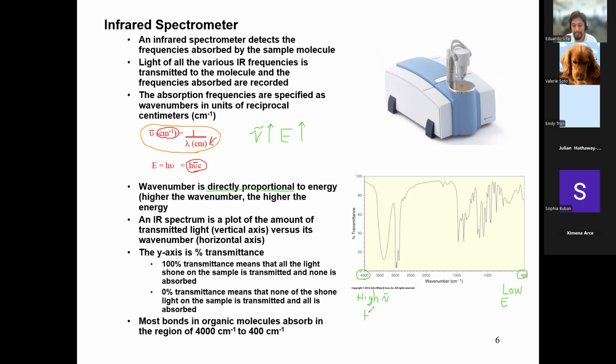Okay. Directly proportional. If one doubles, the other one doubles. If one triples, the other one triples. It is a direct correlation. And this is only true with wave number. Wavelength is inverse. Okay, so one of the questions you might see will be, what is the relationship between energy and wave number? Directly proportional. What is the relationship between energy and wavelength? Inverse, right? If one goes up, the other one goes down.